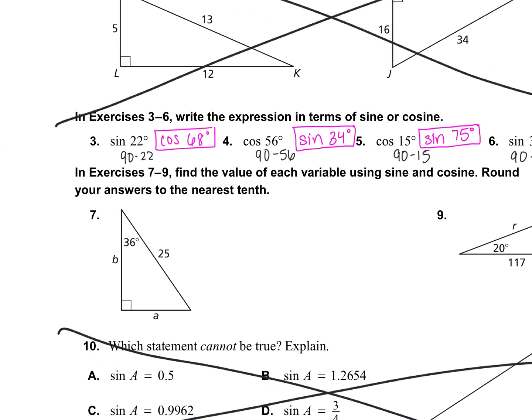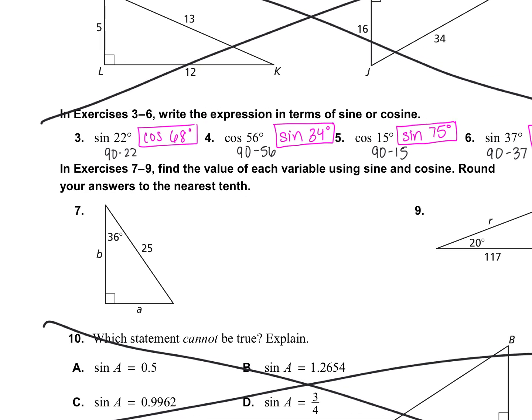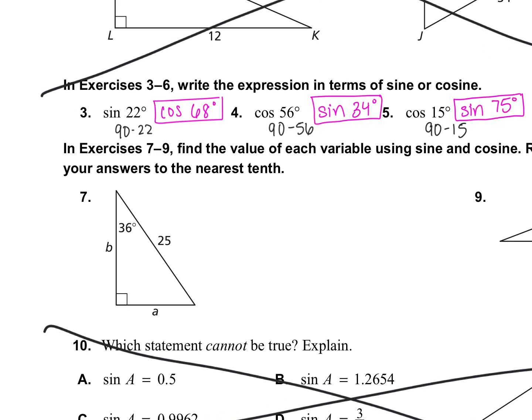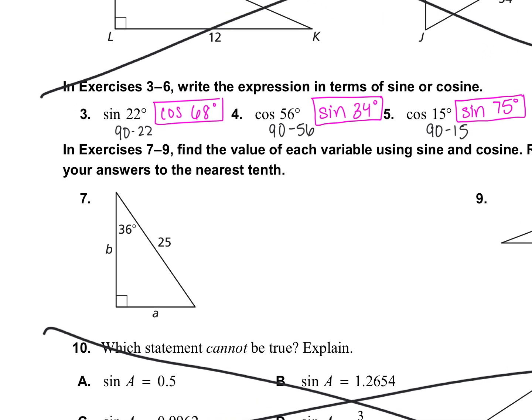All right, find the value for each variable using sine and cosine. Round your answer to the nearest tenth. Looking at this, using terms of sine and cosine, I'm just going to go ahead and write it because I'm a visual learner, I need to see it. SOHCAHTOA. I'm not going to be using TOA, I'm not going to be using tan because they told me in terms of sine or cosine. So I'm going to go ahead and solve it.